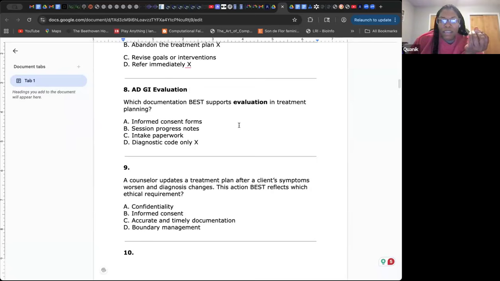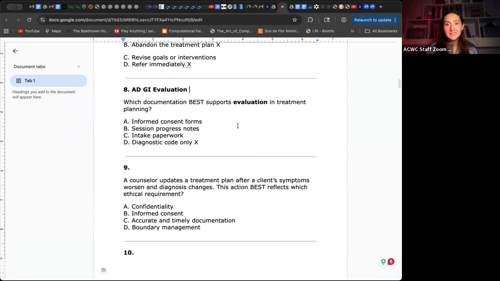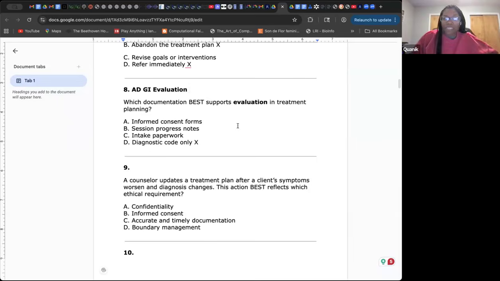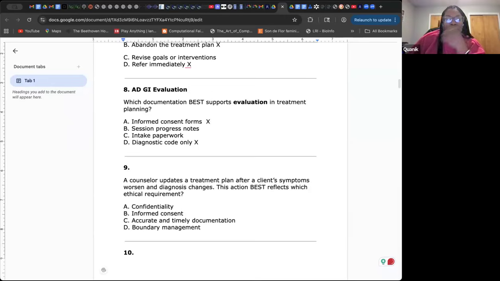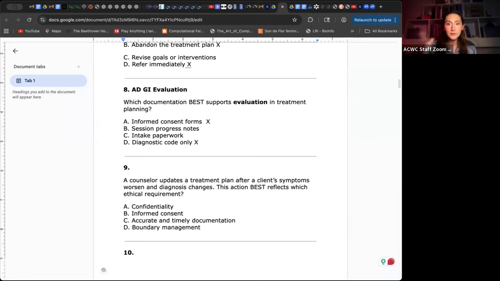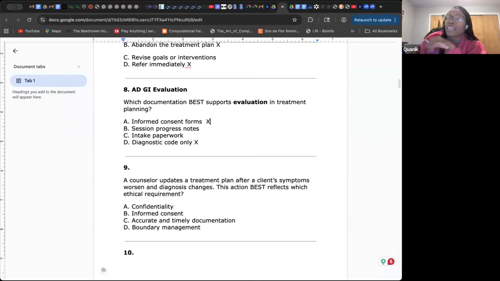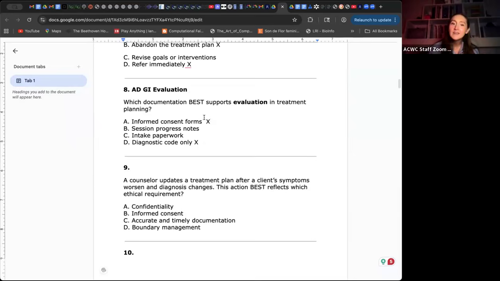Okay, wait, did that do it? Yeah, I think it did, because I was going to take out A. Absolutely, and that would be, of course, that strong. Even though you must do informed consent before you even start treating someone, it doesn't really have anything to do with evaluation. So yeah, I think it's as strong as you did. Okay, I think I'm going to go with B, because it said documentation that supports the evaluation. Absolutely. Yep.